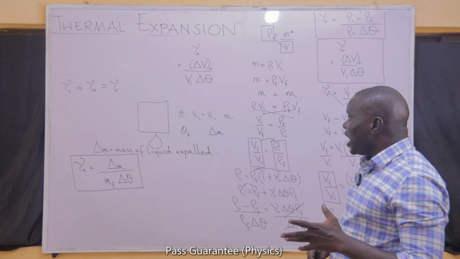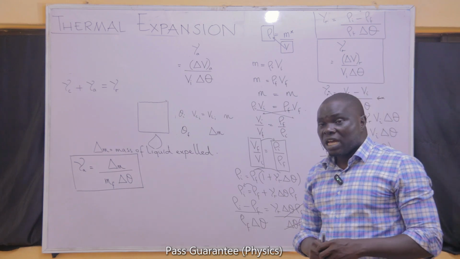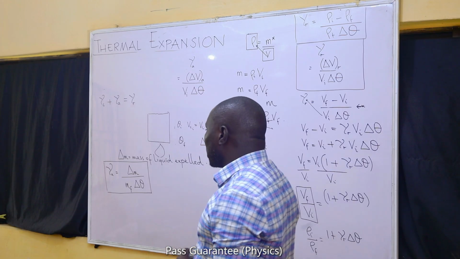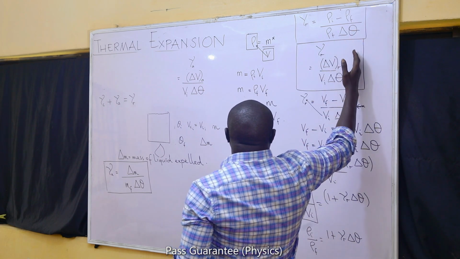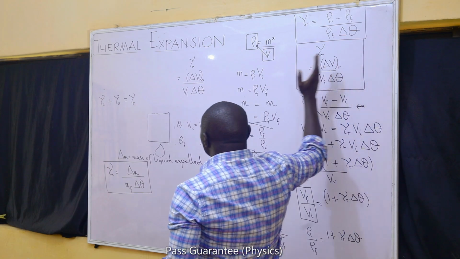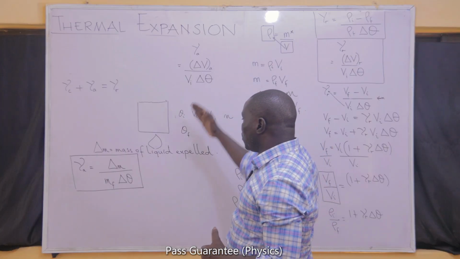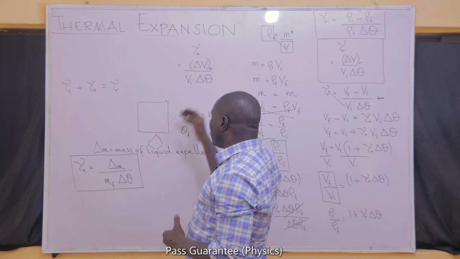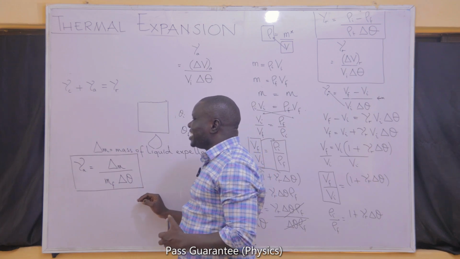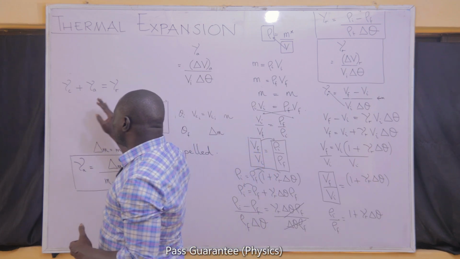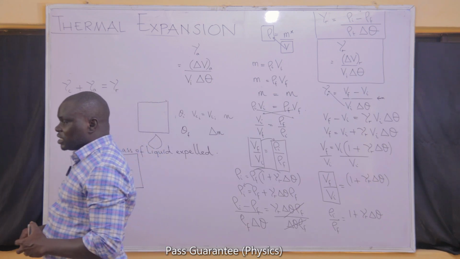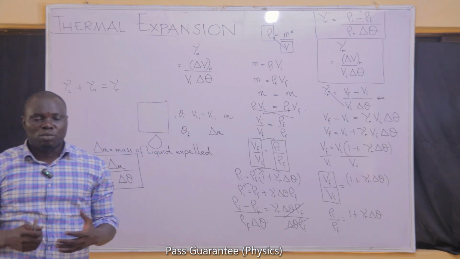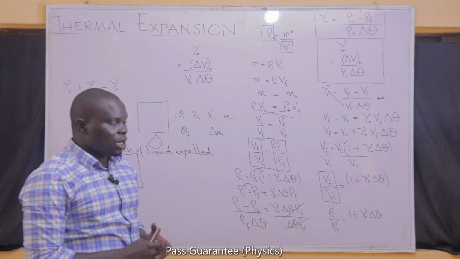So now we know 5 relations between apparent and real cubic expansivity. There are 2 distinct formulas that we can use to find the real cubic expansivity. There are 2 distinct formulas that we can use to find the apparent cubic expansivity. And there is a formula that we can use to connect the real and the apparent cubic expansivity if we know the cubic expansivity of the container.